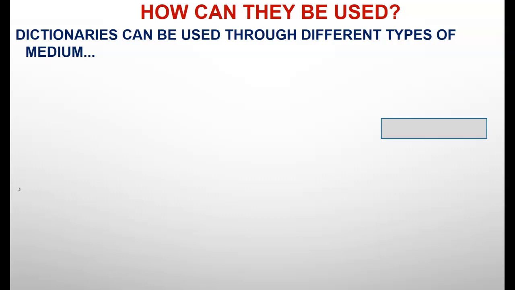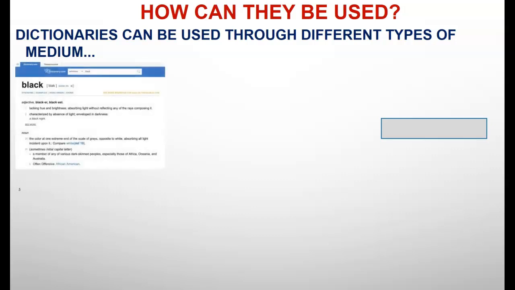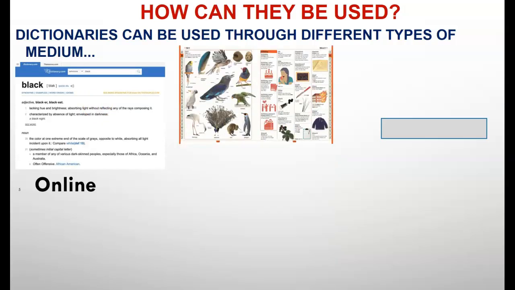So how can they be used? Now, dictionaries can be used through different types of medium. First, I would like to show you, which one do you think this is? Well done, you are right. This is an online medium. Then we also have this kind of dictionary where you have a lot of illustration and it really attracts the attention of younger kids.